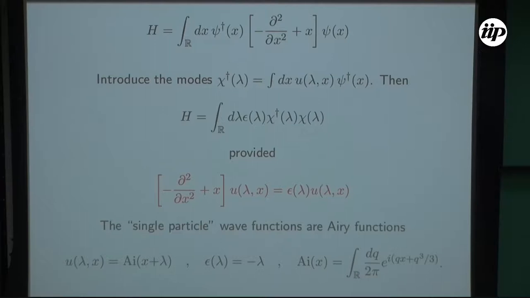Okay, and in that case, the solution of the single particle Schrodinger equation is very well known, it's given by the Airy function. Okay, so the u of lambda x, you can show, as an exercise, is given by this Airy function, and here I recall the definition of the Airy function. So not yet, I'm just solving the single particle problem. I'm just diagonalizing this quadratic form so far.